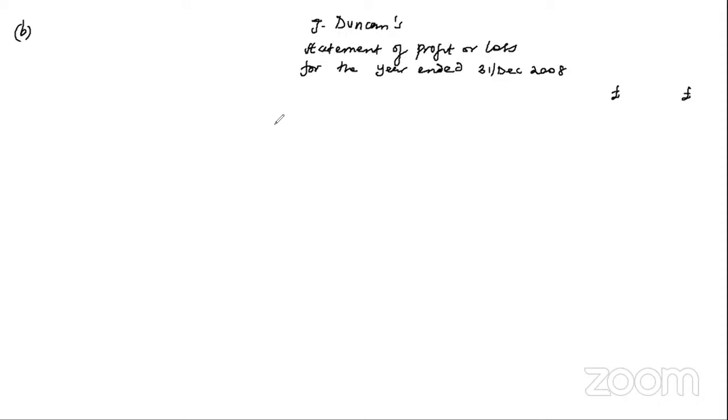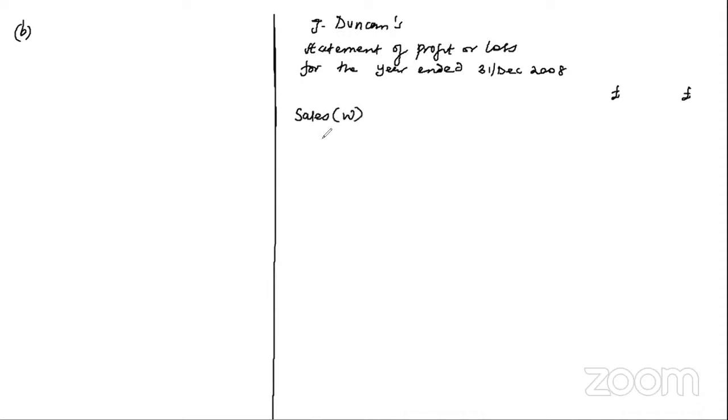Just want to divide this sheet into 2 columns, 2 parts. So this is Duncan's statement of profit or loss for the year ended 31st December 2008. So that is our statement. Of course, we know very well that we start with sales. So I'll come here and write sales.